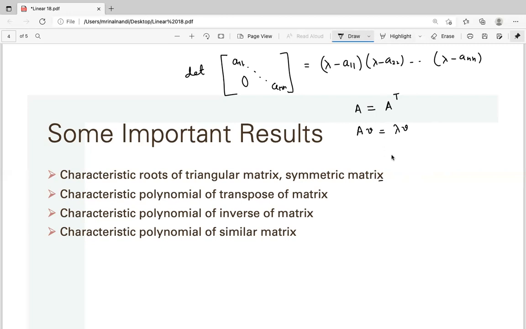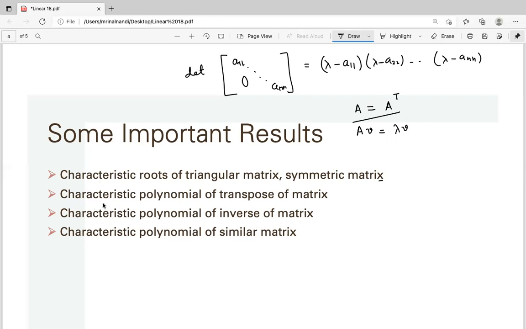Okay, we have to take the inner product. Okay, just leave it for now. I will discuss it after the other results.